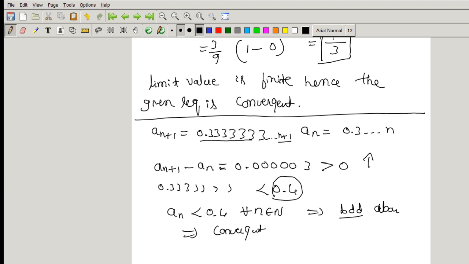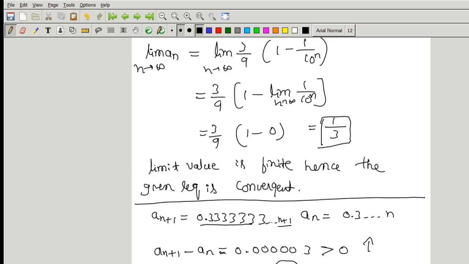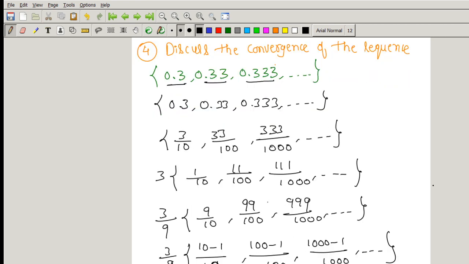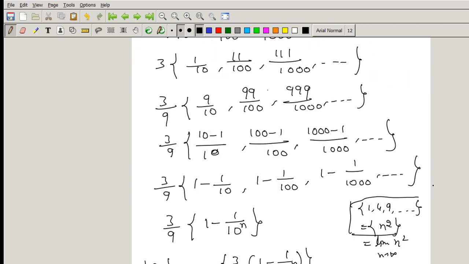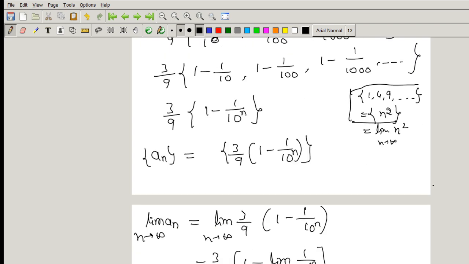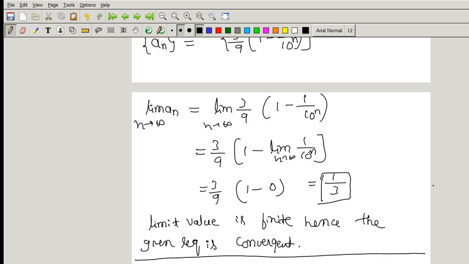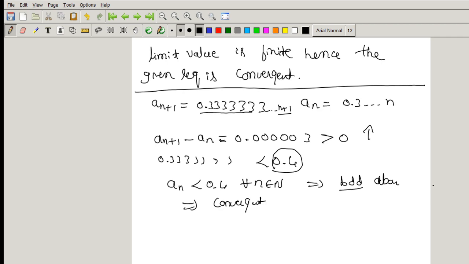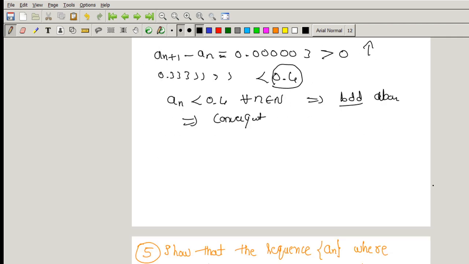We can use this tool also to check convergence of a sequence. So I am using both of the main important tools to check convergence of a sequence. But I think this first method is easier. We are just finding the nth term, and if you substitute the limit of that nth term as n tends to infinity, we obtain a limit value which is finite, therefore the given sequence is convergent. You can also use monotonically increasing as well as bounded above.